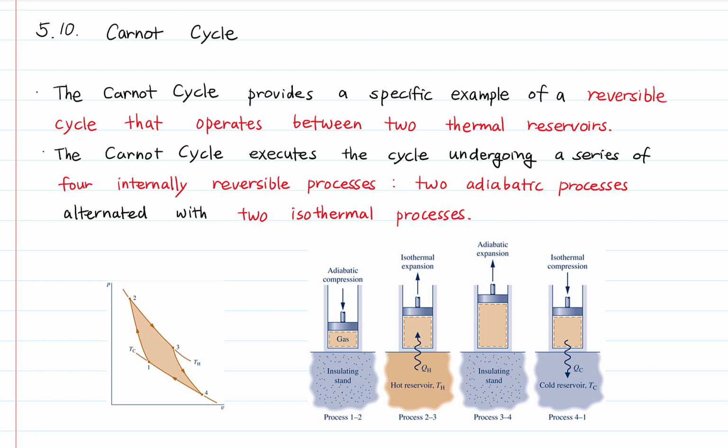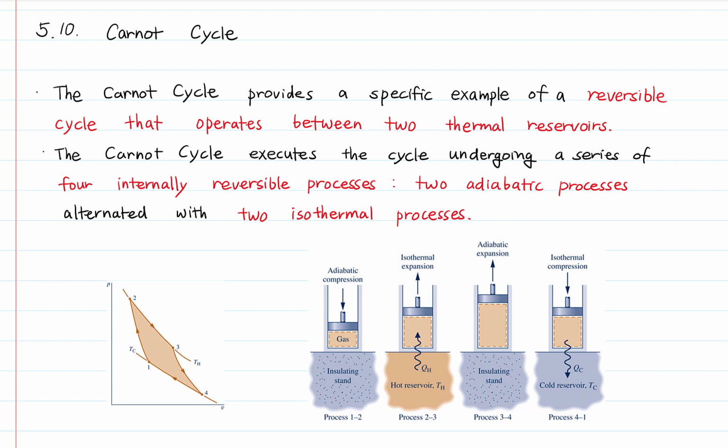It sets the maximum possible thermal efficiency of any real power cycle between the two thermal reservoirs. It exchanges heat with two thermal reservoirs: a high temperature reservoir at temperature TH and a low temperature reservoir at temperature TL. So it consists of 4 reversible processes: 2 isothermal heat transfer processes and 2 adiabatic processes.